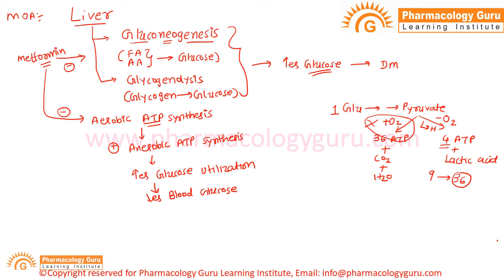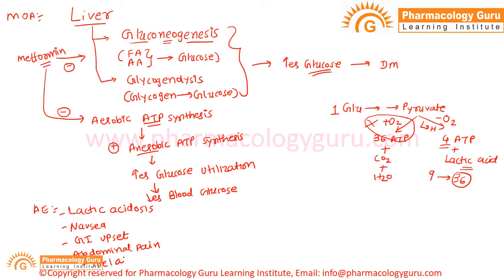Here it is stimulating the anaerobic pathway, anaerobic ATP synthesis. So it also increases the production of lactic acid. So one of the adverse effects of metformin is lactic acidosis. But the major adverse effects of metformin are nausea, GI upset, abdominal pain. It also has a metallic taste. So these are the adverse effects of metformin.